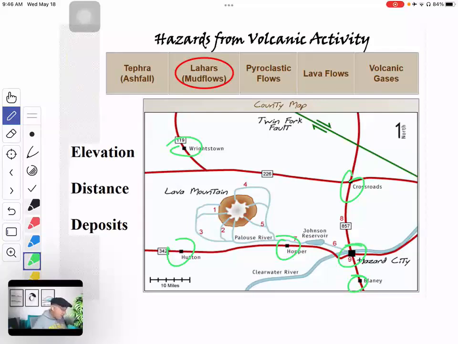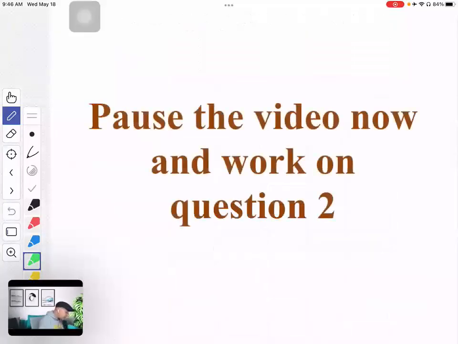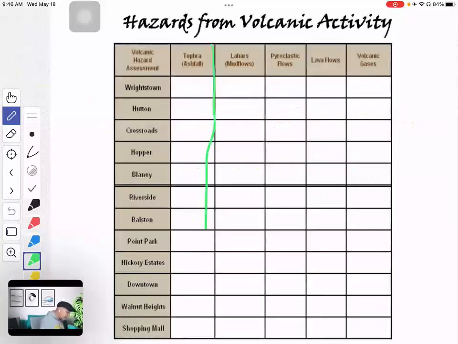So pause the video right now, and you're going to do that assessment, okay? So pause the video, and you're going to make your assessment for the mud flows here for each of the communities, high, moderate, or low, okay?